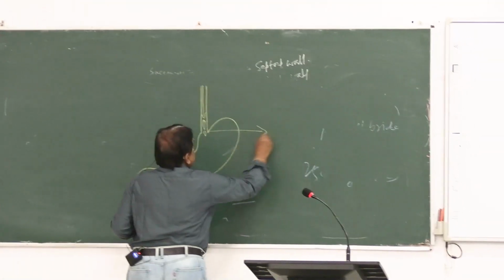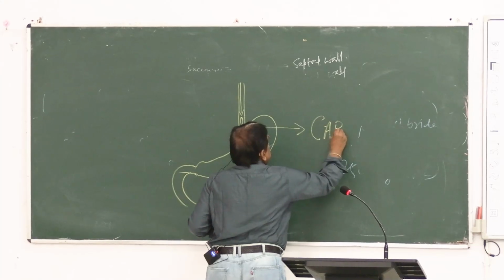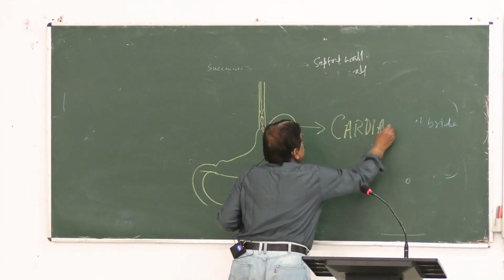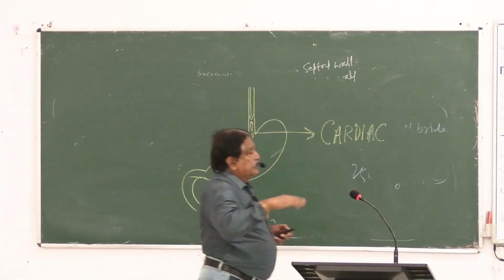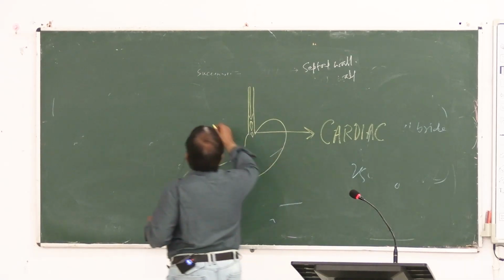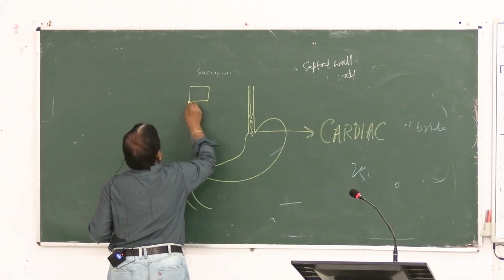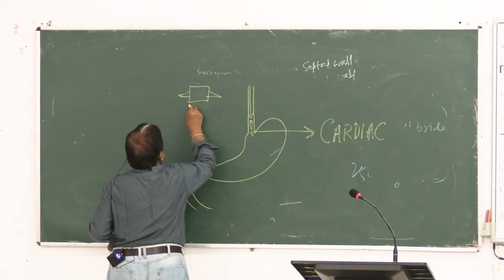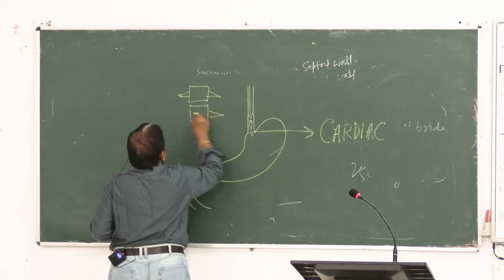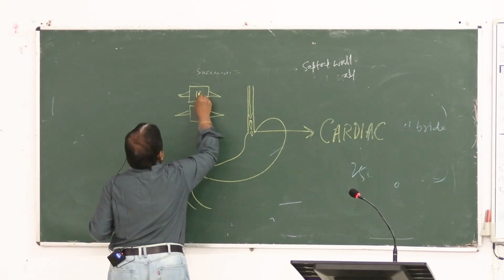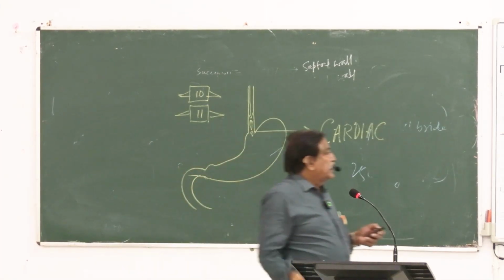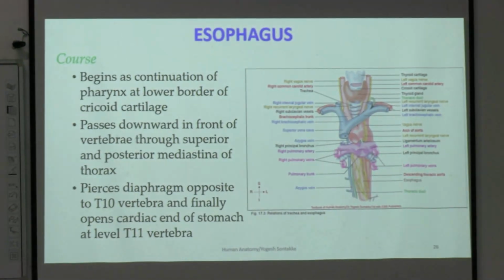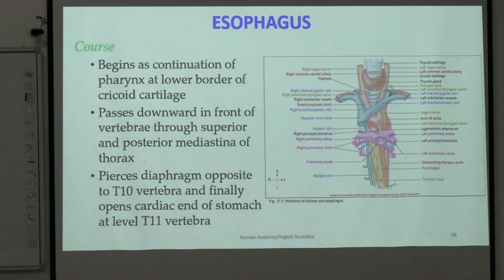This is the cardiac end. Now, at the level from T10, it pierces the diaphragm opposite the thoracic 10th vertebra and finally opens in the cardiac end of the stomach.